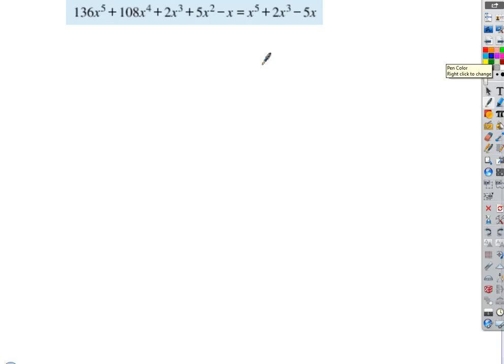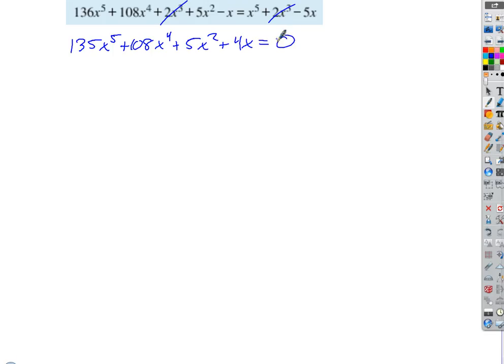So if I subtract x to the 5th, I get 135 x to the 5th plus 108 x to the 4th. The x cubes cancel, looks like, right? 5x squared, and then minus x, so that's going to be plus 4x. Did I do that right? I think so. We get a free take tomorrow, right? I'd give you a free take tomorrow. Okay, yes. So now what?